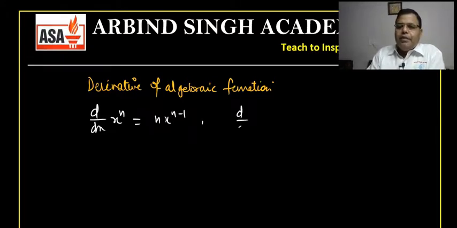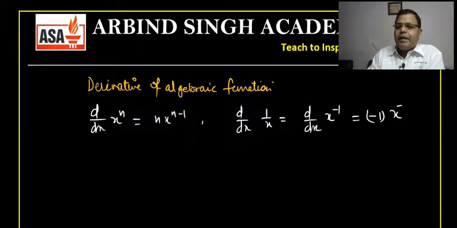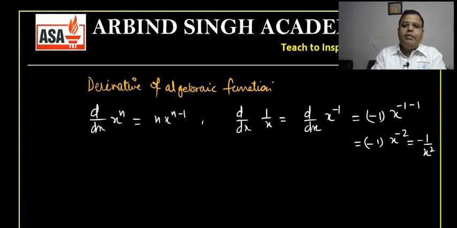So d by dx of 1 by x can be considered as d by dx of x to the power minus 1. Using the same formula, n is minus 1, so it is minus 1 into x to the power minus 1 minus 1. So it is nothing else but minus 1 into x to the power minus 2. So this is minus 1 by x square. So the derivative of 1 by x is minus 1 by x square.